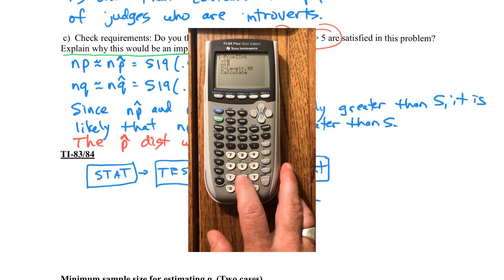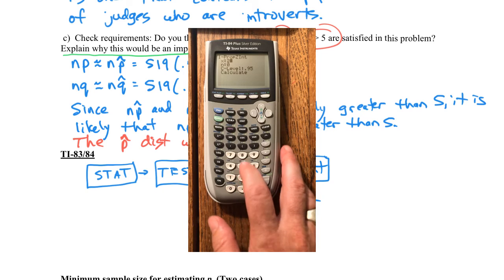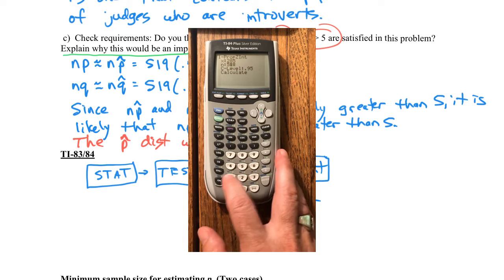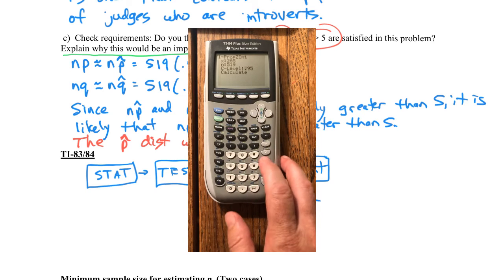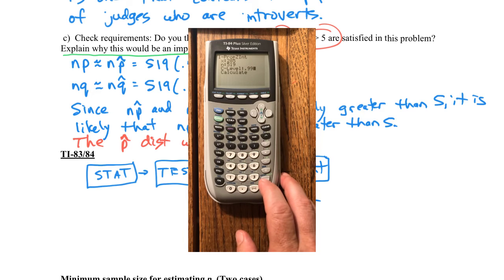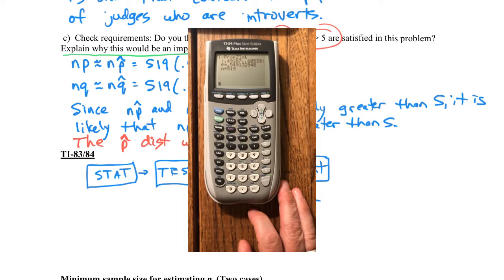So we had 285. And the number of trials, we had 519. Confidence level, we want a 99% confidence level. Then you go to calculate, and it does all the work for us. It gives us p hat and gives us our interval. So that's how you can check your answer on the calculator.